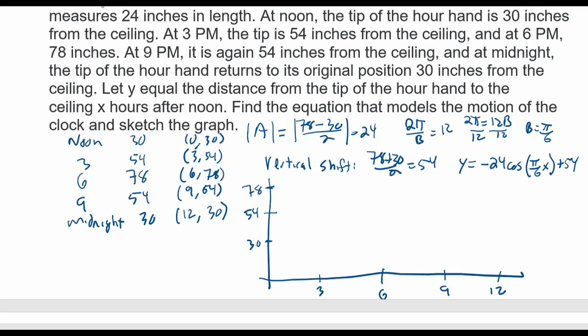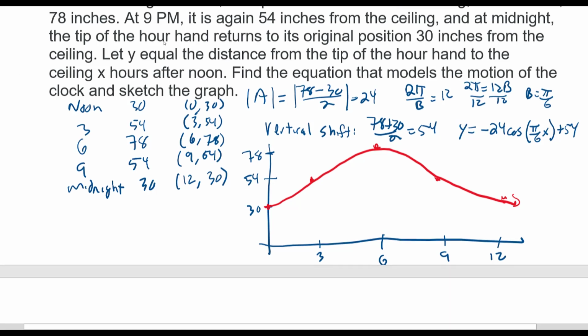And we're starting there. At 3 o'clock, we're at 54. 6 o'clock, we're at 78. Then we're at 54. And then we're at 12, or sorry, at 30. So we get this kind of a curve. And there's our graph.